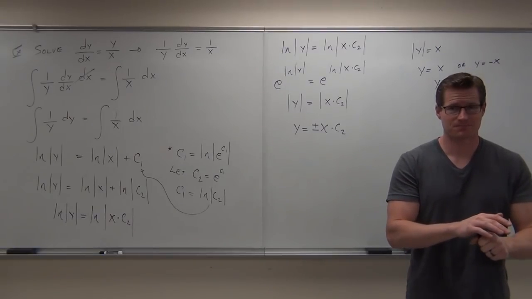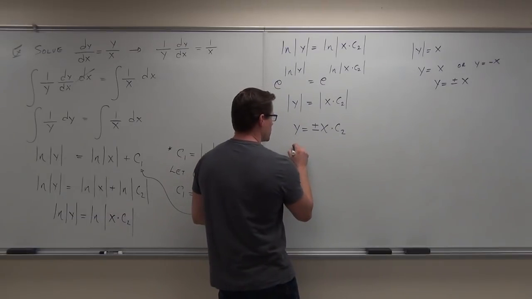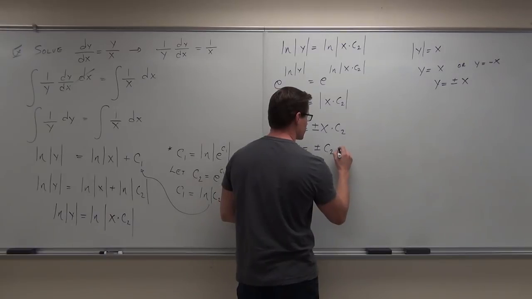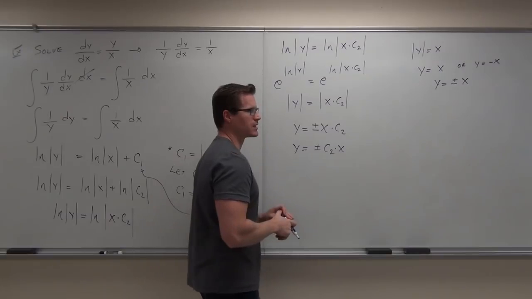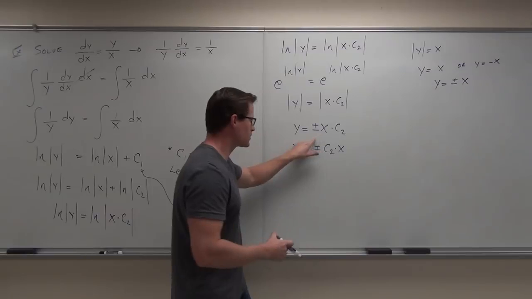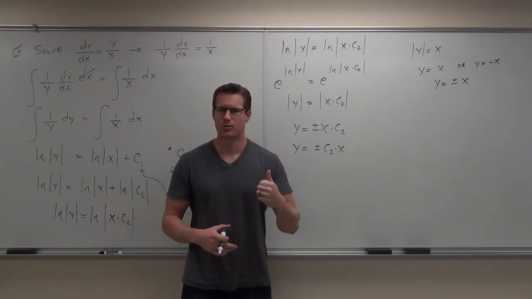You see, we're almost done. Very close to done. Because multiplication is commutative, we could do plus or minus c sub 2 times x. You with me? And here's the last thing. As soon as you get it down to here, where you have this nasty gobbledygook up here, this is what you define to be your arbitrary constant.